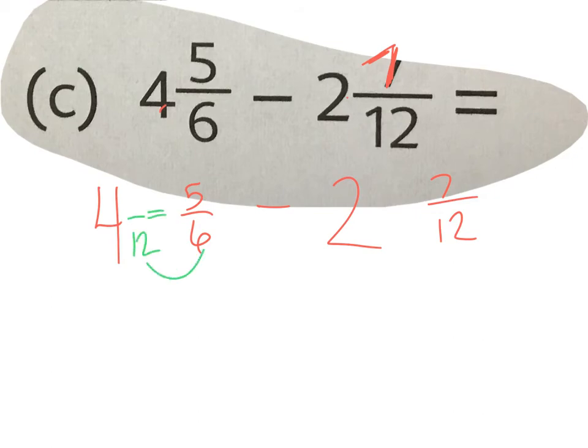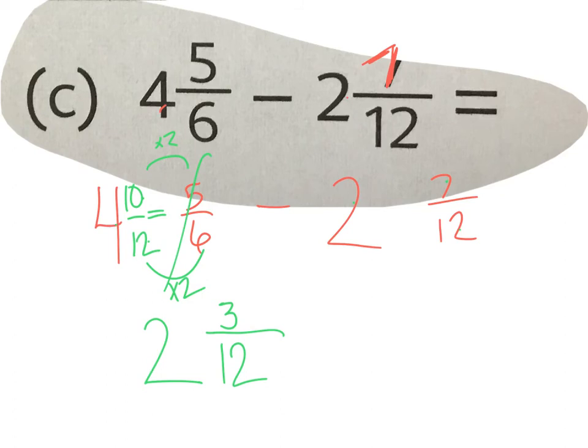How many times does 6 go into 12? I multiplied by 2. So that's going to be 10/12. Cross this off. And we don't have to change the 12ths, so that's easy. So now we can subtract: 4 minus 2 is 2, and 10 minus 7 is 3. And the denominator stays the same, 12. Now I know that they both go into 3 evenly, so I can reduce or simplify it. 2 and 1/4.